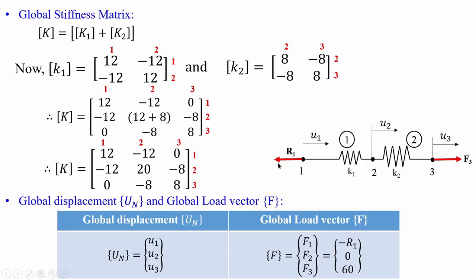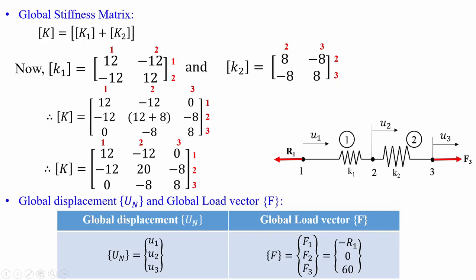At node 1 you can see we have reaction R1 acting towards the left. As per the sign convention, forces acting towards the left are considered negative. So we have F1 as minus R1. At node 2 we do not have any force, so the force at node 2 will be 0. And at node 3 we have force F3, which is acting to the right and has a magnitude of 60 Newton. So F3 is equal to 60. Therefore the global load vector F will be minus R1, 0 and 60.